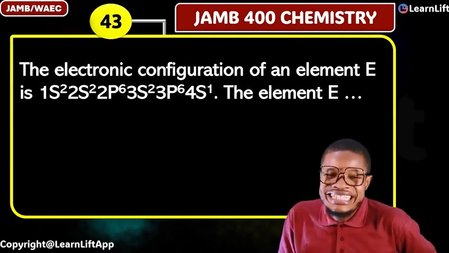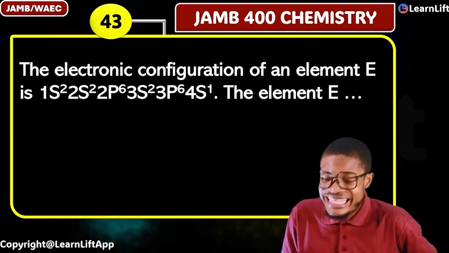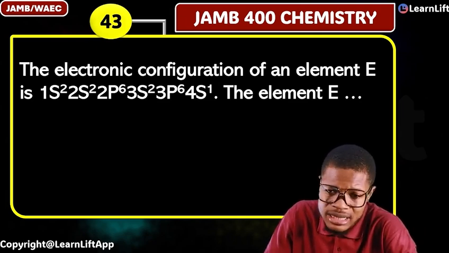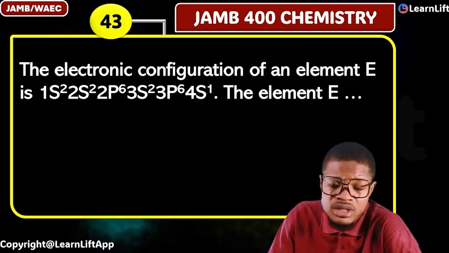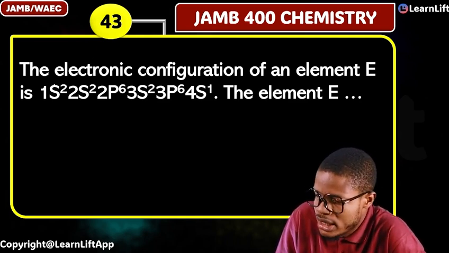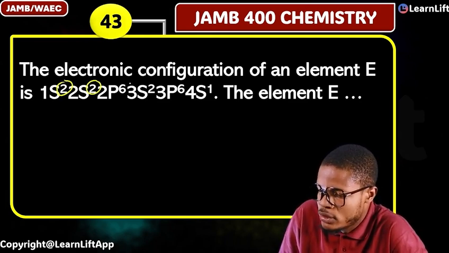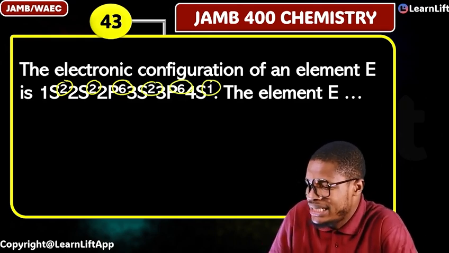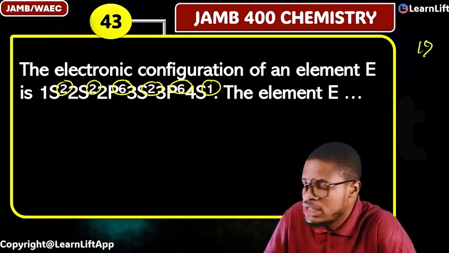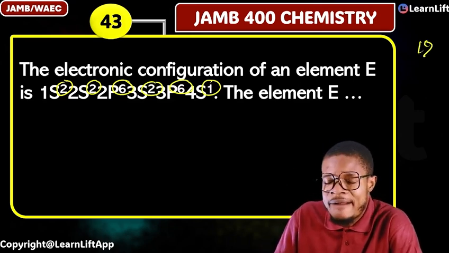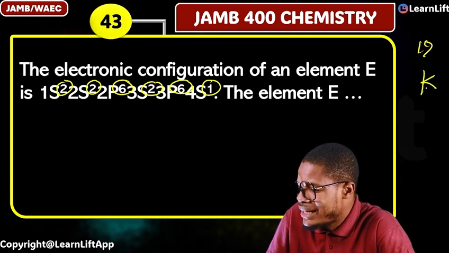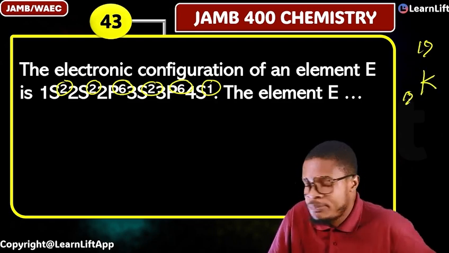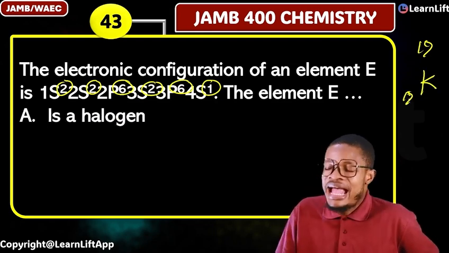The question says the electronic configuration of an element E, and then they gave us the element, right? First and foremost, you need to count. 2 plus 2 is how many? 4. 4 plus 6 is how many? 10. 10 plus 2 is how many? 12. 12 plus 6 is how many? 18. 18 plus 1 is how many? 19. Which element is number 19 in the periodic table? That's potassium, right? Potassium is number 19 in the periodic table.